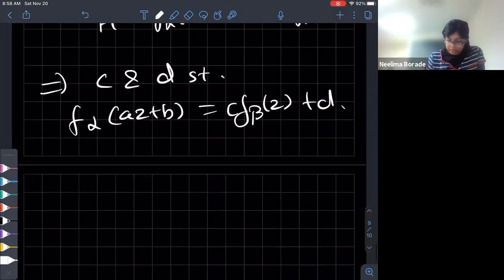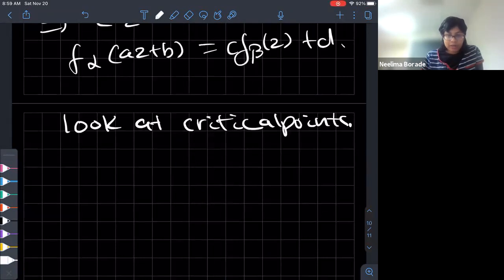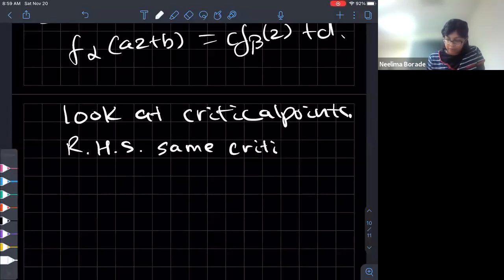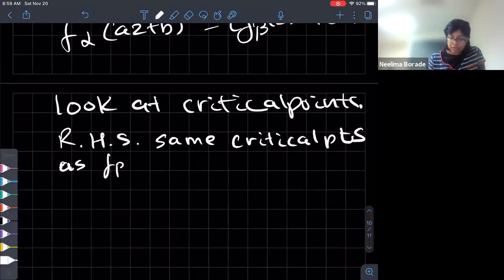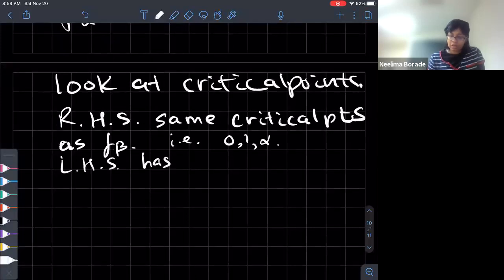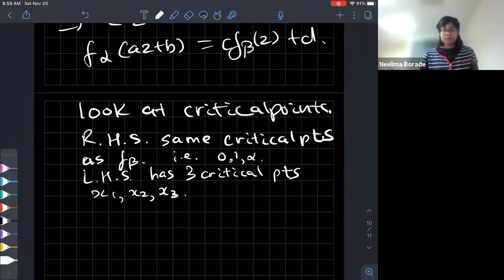And now the idea is just to get some contradiction. And to do that, we look at critical points on both sides. They should be the same because we have an equality. So the right hand side has the same critical points as F beta, that is 0, 1, and alpha. And then the left hand side has three critical points given by, let's say, x1, x2, x3, and each is of order i, say.